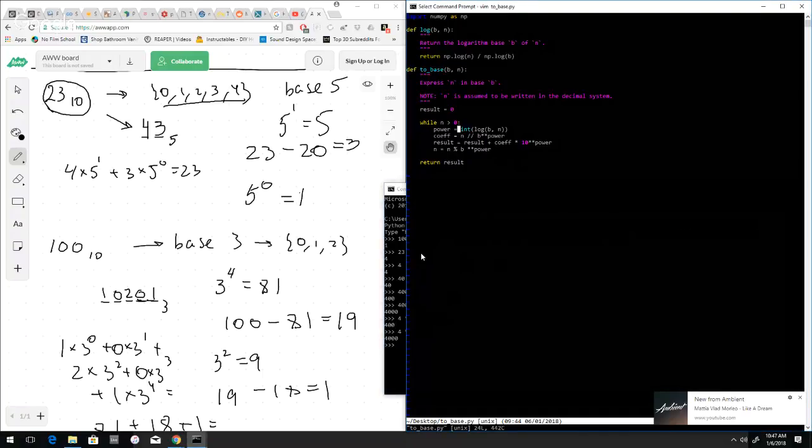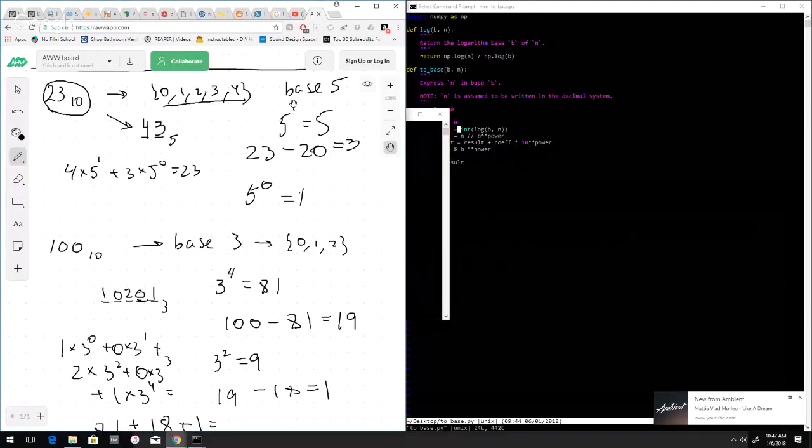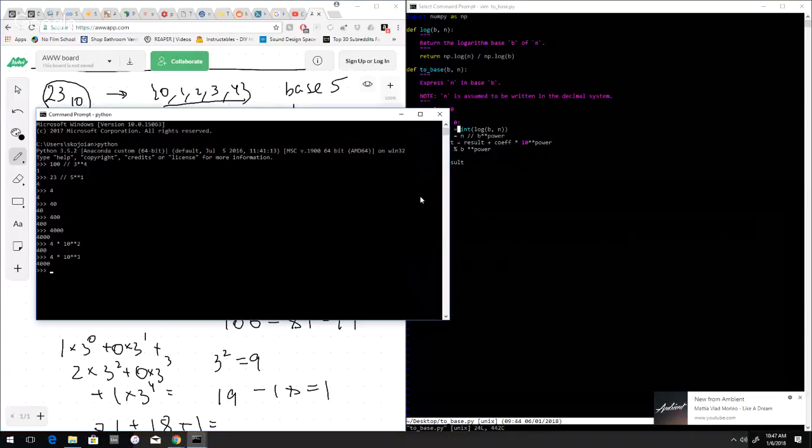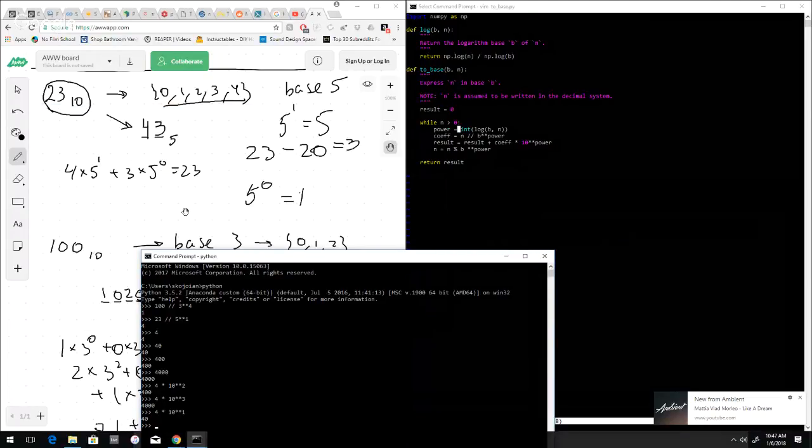So that's right here. See this coefficient? That's our 4. And I want to move the 4 left by the same number of digits as the power. So in our example here, since the highest power was 1, I'm going to take the 4 and multiply it by 10 to the first power. So 4 times 10 to the first power. And as you see, that gives me 40, which puts the 4 in the right position. So my result was initially 0. Now it's 40.